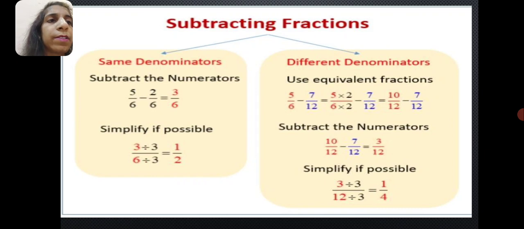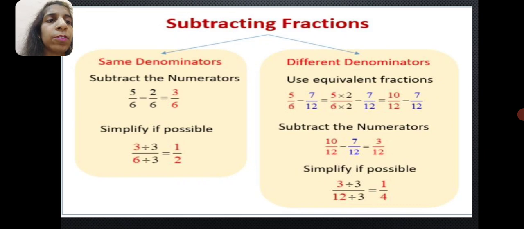That means 5 into 2 is nothing but 10, and the denominator is nothing but 6 multiplied by 2, which is 12. And you have to subtract this fraction with 7 by 12. So subtract only the numerator part, 10 minus 7 whole upon 12, which equals 3 upon 12.